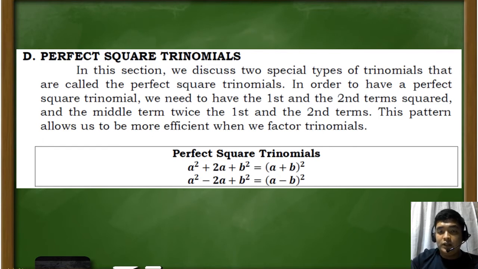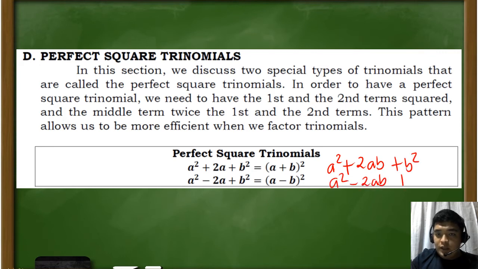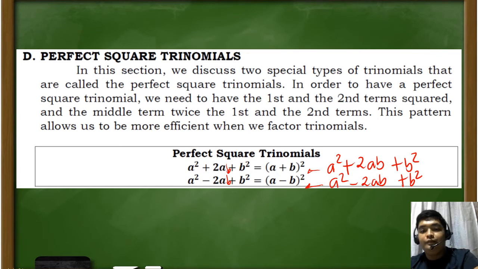So perfect square trinomials. Again, there's an error here. It should be a squared plus 2ab plus b squared, and a squared minus 2ab plus b squared. It is not just 2a, it should be 2ab there. So the factored form of the first trinomial is the quantity a plus b squared. Then for the second, it is the quantity a minus b squared. Again, a and b should be perfect squares, and the middle term is twice a and b. Next.